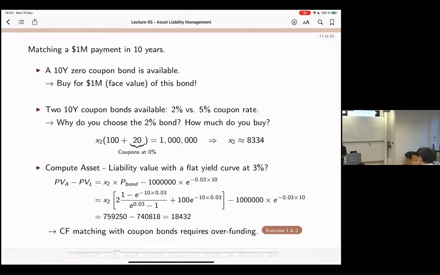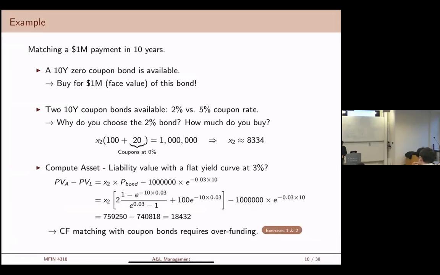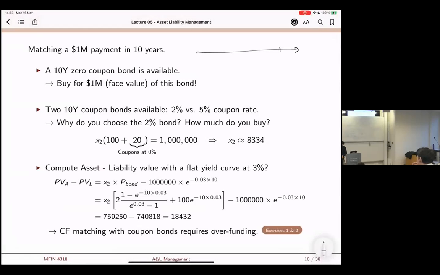So here you have an example, and we're going to finish with this slide. I'm going to let you also look at this example, but this is just to illustrate what we said before. You have a 1 million payment to make in 10 years. Suppose there's a 10 year zero coupon bond available. Well, perfect. You don't have to think about it. You buy 1 million face value of that bond. That just covers your payment. That's it. Nothing very complicated.